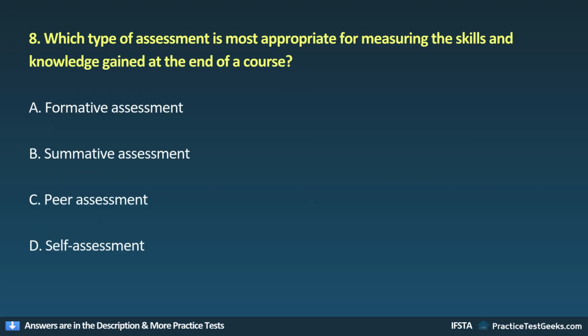8. Which type of assessment is most appropriate for measuring the skills and knowledge gained at the end of a course? A. Formative assessment. B. Summative assessment. C. Peer assessment. D. Self-assessment.